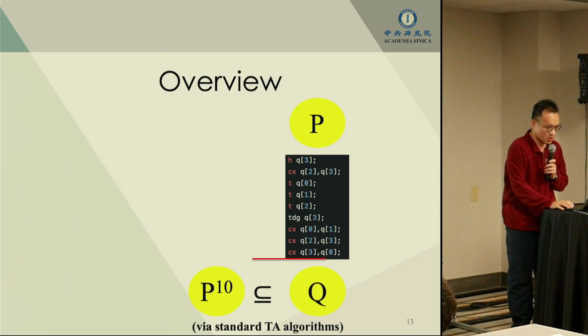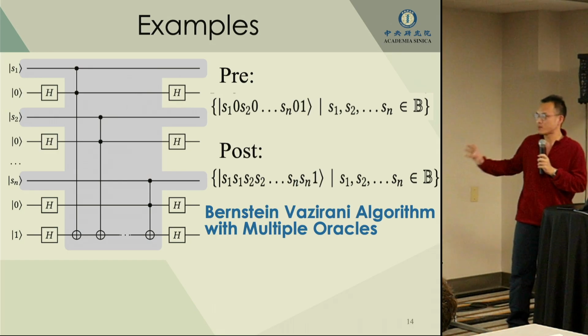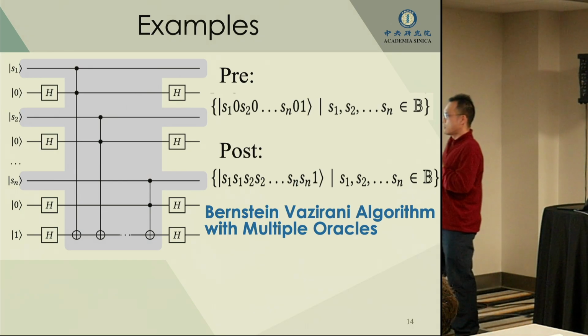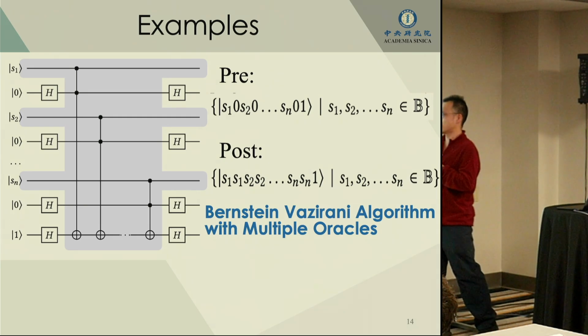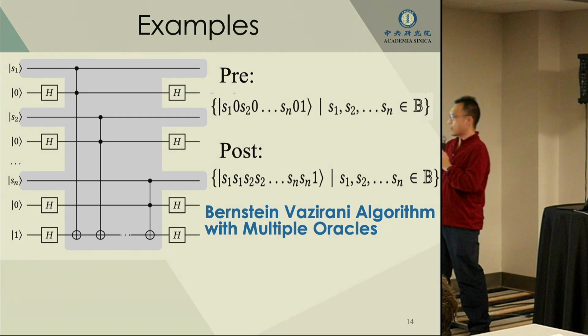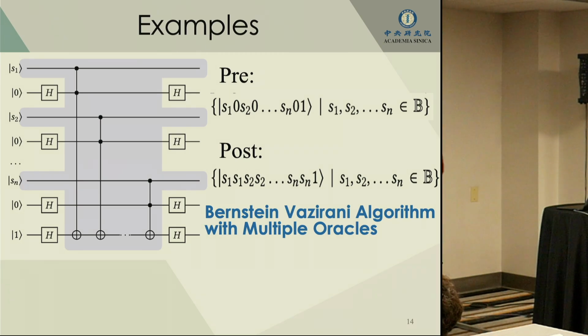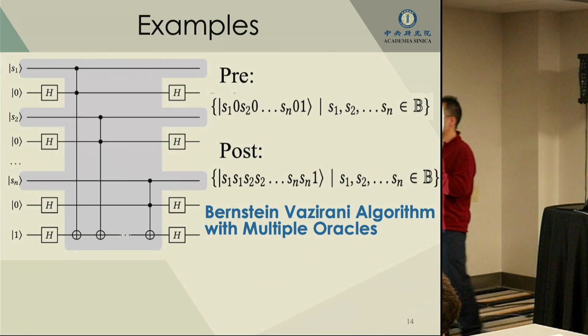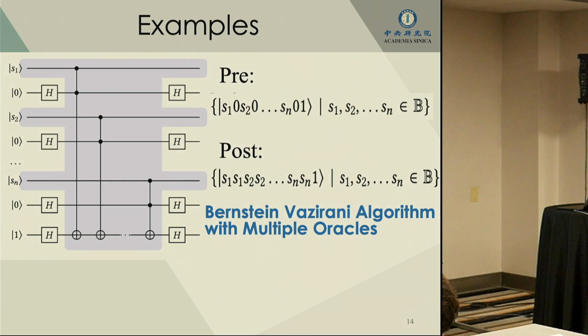And you must be curious, okay, what kind of properties can we verify? Let me show you a few examples. So this is the Bernstein-Vazirani algorithm, but with multiple oracles, like with all possible oracles. This shaded part is the oracle circuit. So we feed in the input the secret string known by the oracle. And the goal of the algorithm is to find the secret.